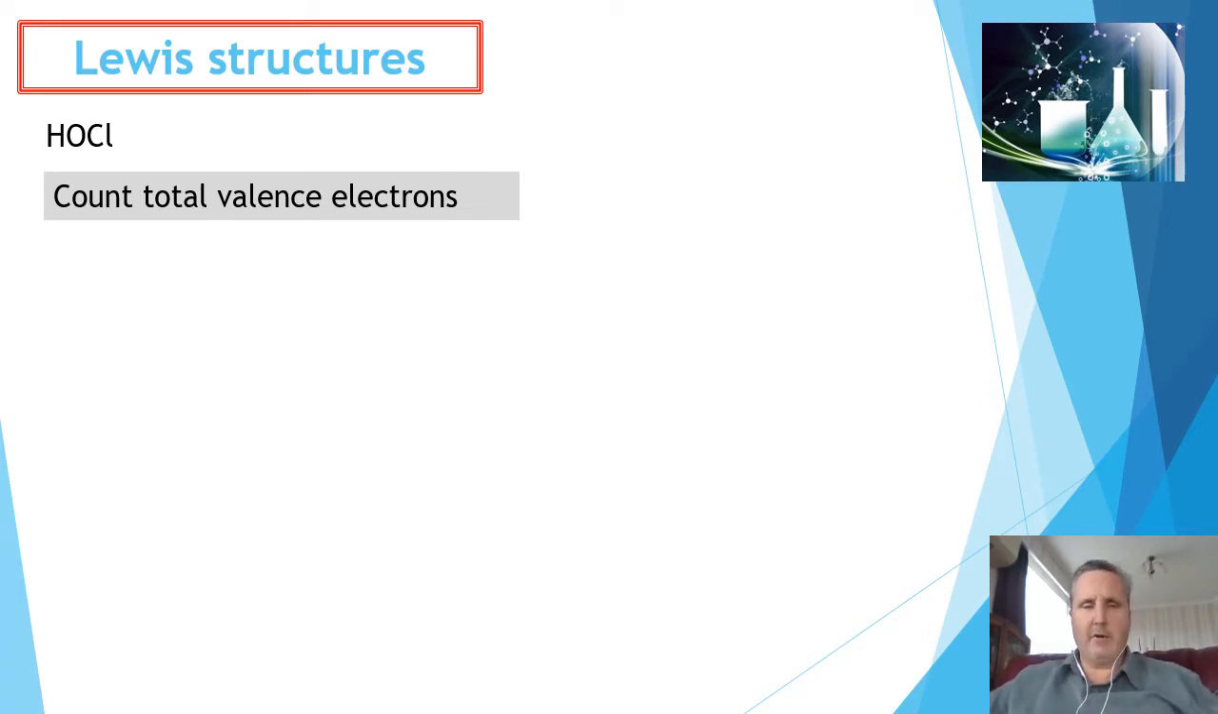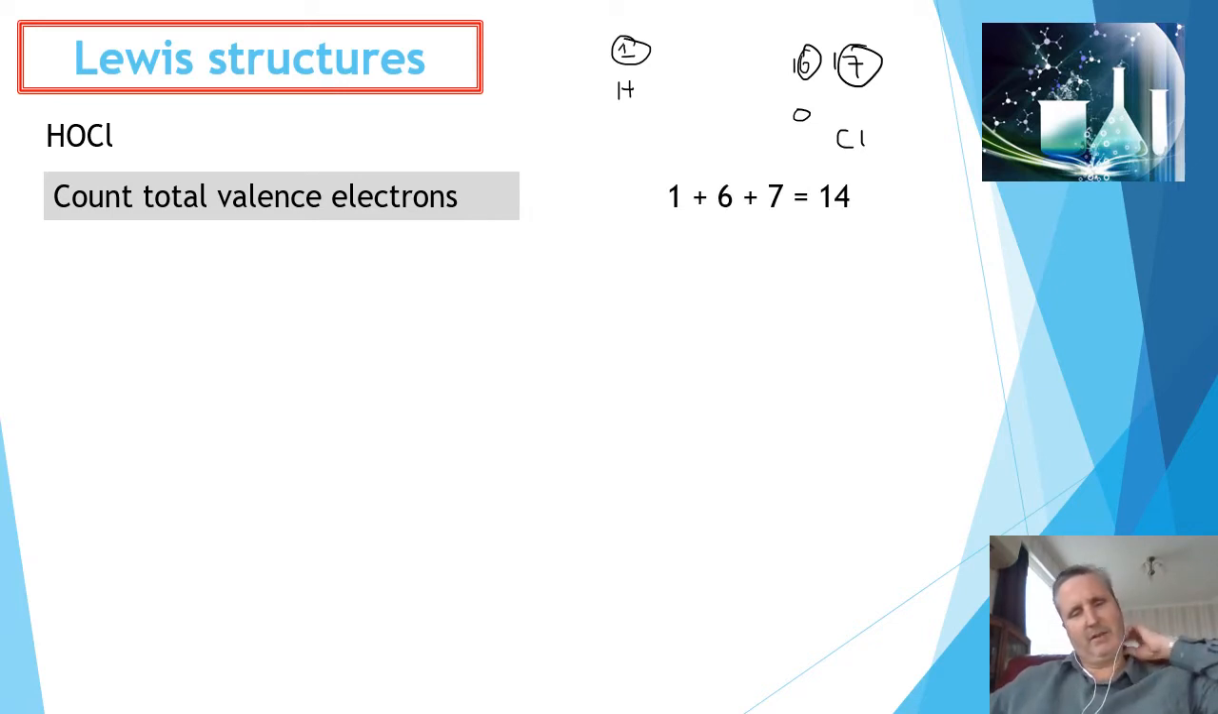Now when we count the total number of electrons, we look at the periodic table. Hydrogen is in group 1, so it has 1 valence electron. We go along and find oxygen is in group 16. That means it has 6 valence electrons. Chlorine, being in group 17, has 7 valence electrons. So we add these up, 1 plus 6 plus 7, and we get 14 valence electrons in total.